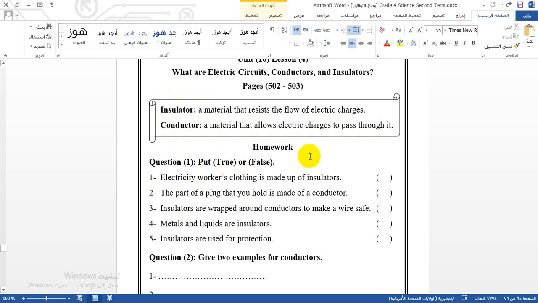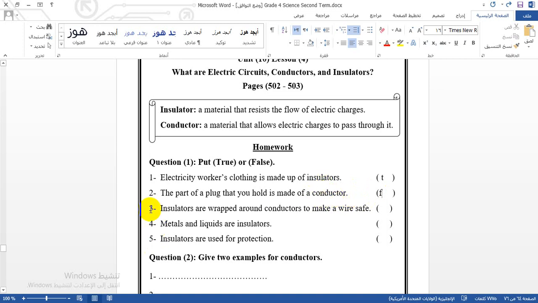Okay, question number 1, put true or false. Electricity worker clothing is made up of insulators. True or false, guys? Sure, it's true. The part of the plug that you hold is made of conductor? No, the part of the plug that you hold is made of insulator. So this one is false. The wrong word is conductor. It's not conductor, it's insulator. You have to write insulator here.